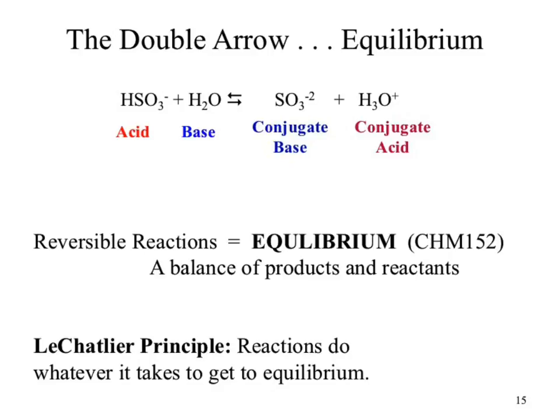So back to that double arrow. What it's referring to is a concept known as equilibrium. It's saying that our reactions are reversible. How many reactions are reversible? Not many. All of them. Every single one is reversible. If it wasn't, we wouldn't actually be alive.